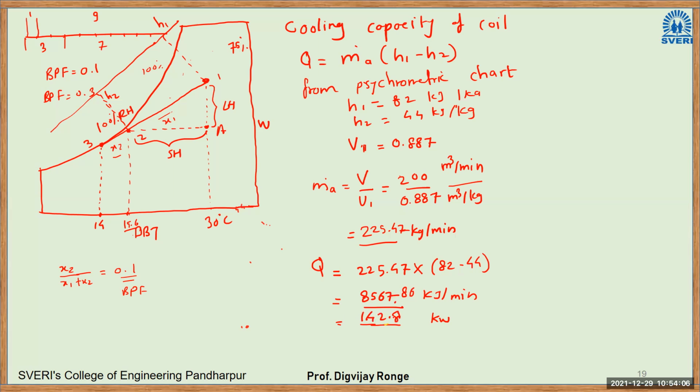142.8 kilowatt. Okay. Now convert this into tons of refrigeration. How to convert this into tons of refrigeration? Just simply divide this value by 3.5. So again, Q will be equal to 142.8 divided by 3.5. This will be in tons of refrigeration. Calculate this.